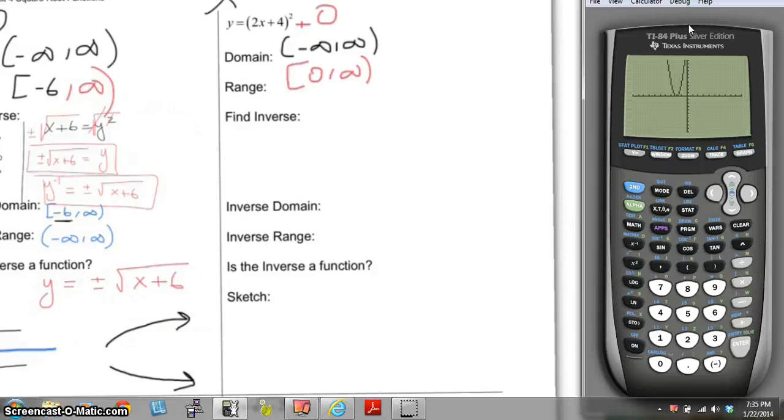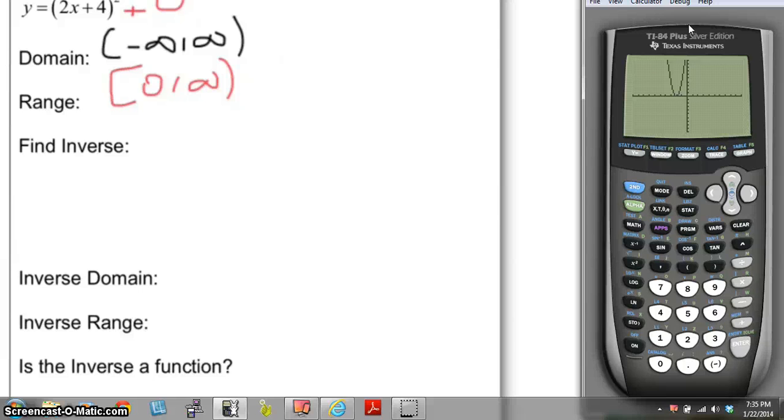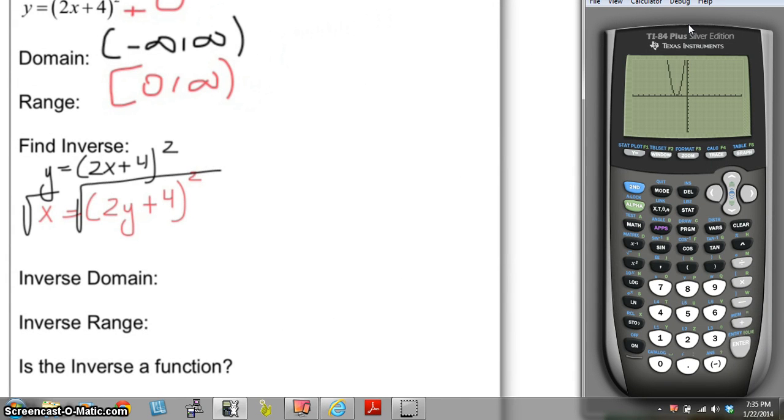Now to find the inverse, let's make some room. Let's rewrite the equation. So we have y equals (2x plus 4) squared. To find the inverse, the first thing you should do is switch the x and the y. Perfect. Then you need to get rid of the square. You need to isolate y, and you do that by square rooting both sides. Now, every time you square root something, you get plus or minus. And every time you square root and there's a square on the inside, they cancel each other.